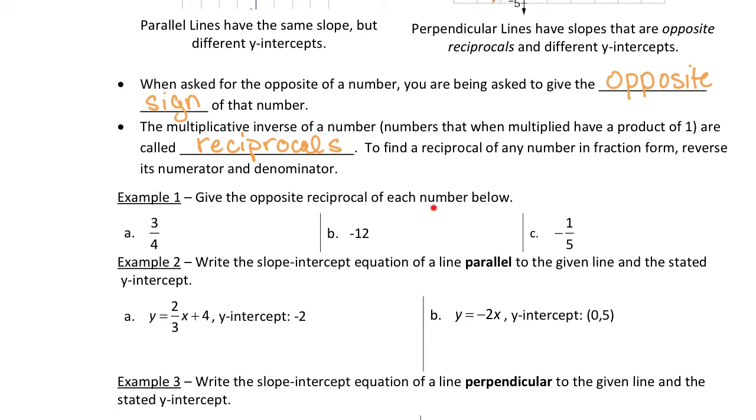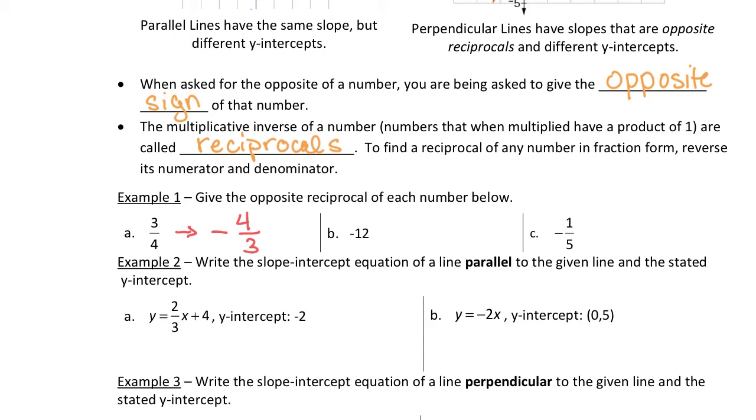Let's look at some examples of this. Give the opposite reciprocal of each number below. So the first thing we do is we're going to find the opposite. So the opposite means this positive would become negative. Reciprocal means I flip it over. And that's it. The opposite reciprocal of 3/4 is negative 4/3.